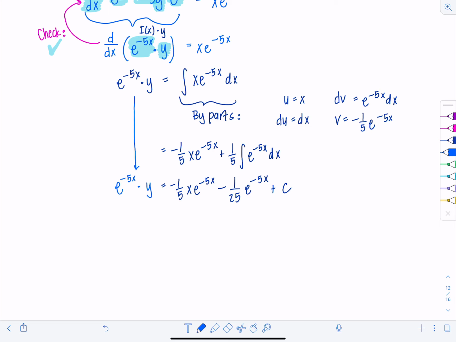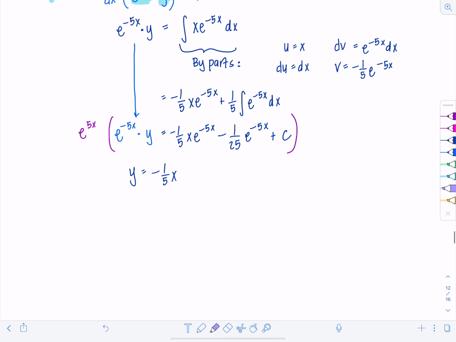Well, if I multiply both sides by e to the 5x, it'll cancel out on the left-hand side, e to the positive 5x, right? And just distribute that through. So then now I get y equals negative 1/5 x. That'll cancel out with the first term if I multiply e to the 5x with e to the negative 5x, right? So I just have negative 1/5 x minus 1 over 25 plus c e to the 5x.